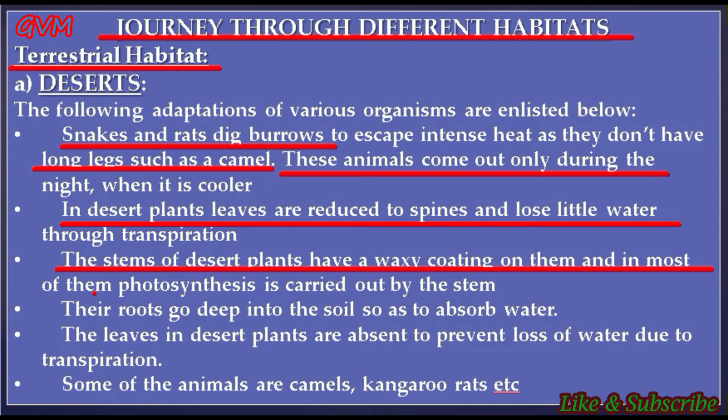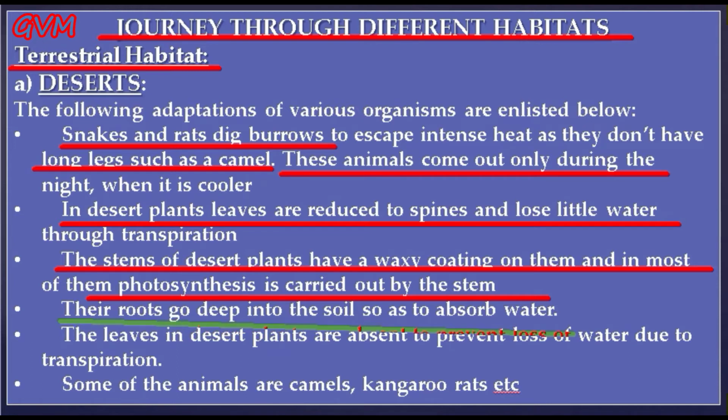And students, not only this, in fact, in these desert plants, the photosynthesis process is not carried out in leaves. In fact, this process is carried out by the stem. Now next, the roots of the desert plants go deep into the soil in order to absorb water. And do you know, students, why? Because as you all know, there is scarcity of water in deserts.